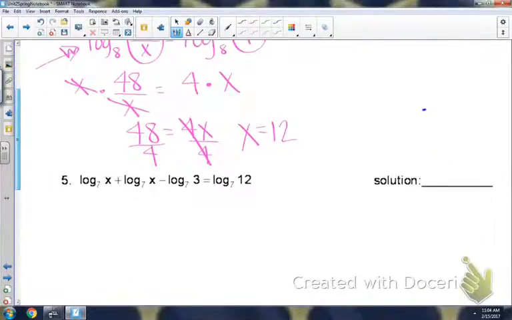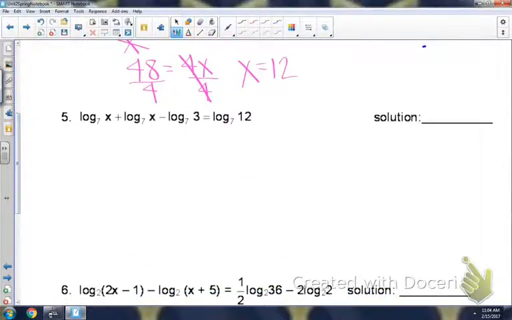All right, number 5. Look at the left side. They're all logs, but there's 3 of them. The right side, it's a log, but there's only 1. We want 1. So the right side we don't need to do anything with right now. We want to condense the left side. So I have log base 7. Notice that I'm adding these two together. So to condense, I would multiply them. So x times x. And then we're subtracting the log base 7 of 3, which means we would need to divide by 3. Whatever you're subtracting will go in the denominator.